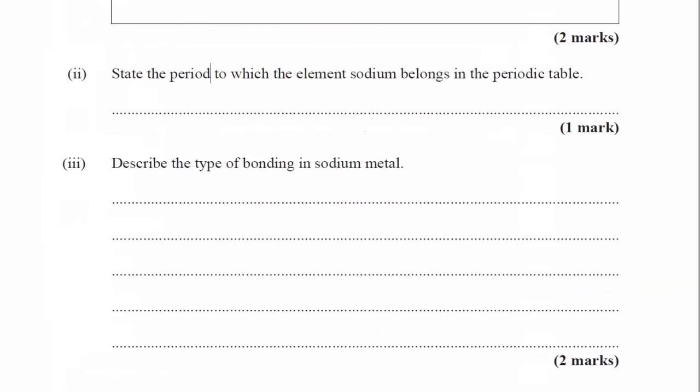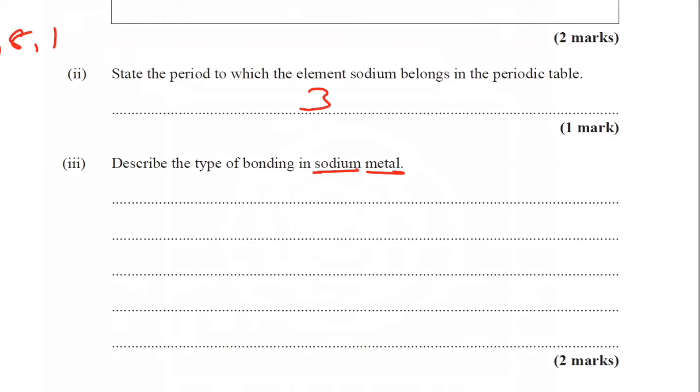Part 2 of B, state the period to which the element sodium belongs in the periodic table. So we just mentioned 2, 8, 1. So that means we have 3 electron shells. So it means it would be in period 3. Describe the type of bonding in sodium metal. So it's sodium metal. So they're talking about metallic bonding. So we're going to just get straight to the point.